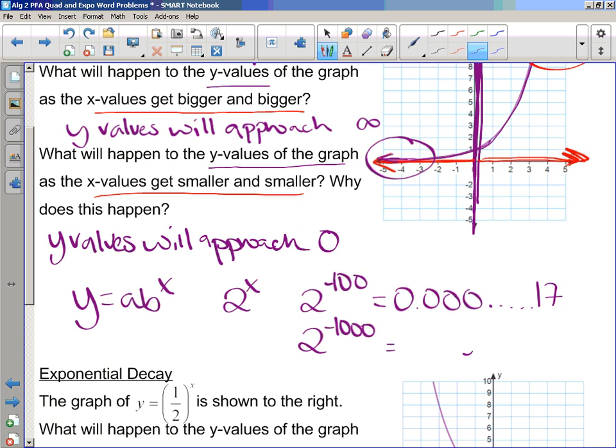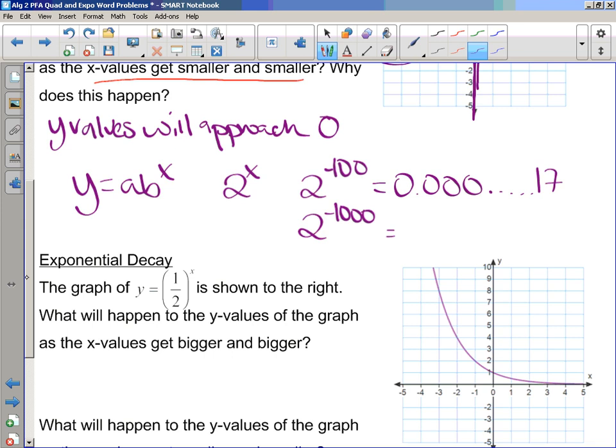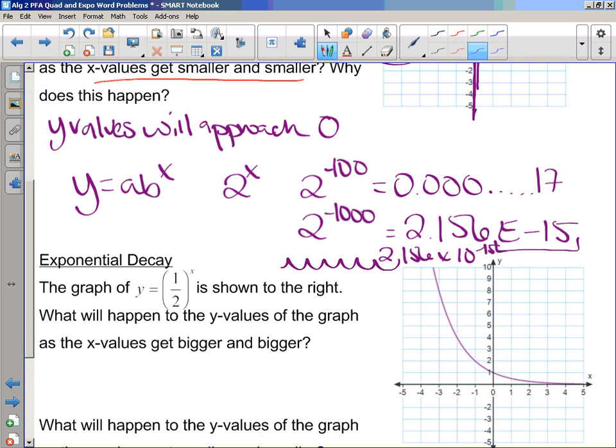Now when you do this in a calculator, you could actually get something like this. For the sake of time, I'm not going to actually put it in the calculator. But I could get out something that looks like 2.156 e negative 15. What that means, that's scientific notation. That means 2.156 times 10 to the negative 15th. That negative 15 tells me I'm going to move the decimal point 15 times to the left, 1, 2, 3, 4, 5, 6, 7, 8, 9, 10, 11, 12, 13, 14, 15, and fill in with zeros.